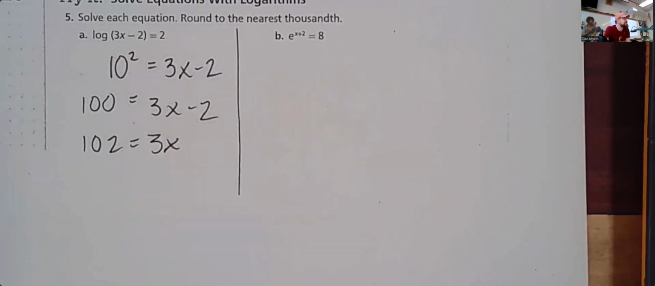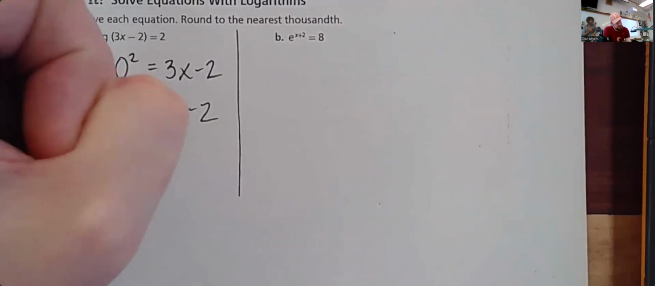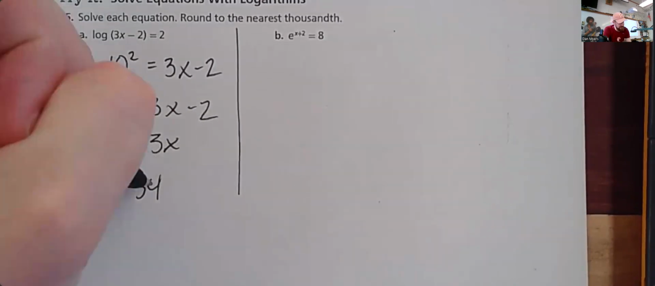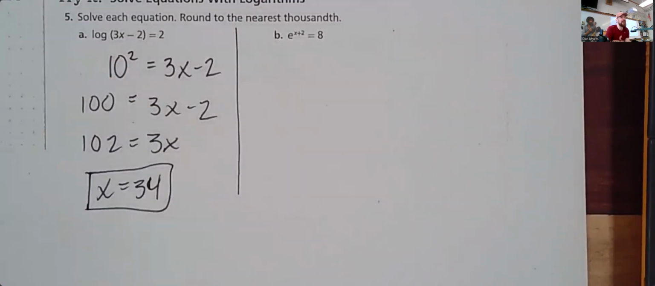What does x equal? Exactly? Cool. Nice. If you were rounding to the nearest 10,000th, then you would have 0.0000. But we don't care about that because we don't need to round because it's exact. All right, 34. Nice. Question for the next one.